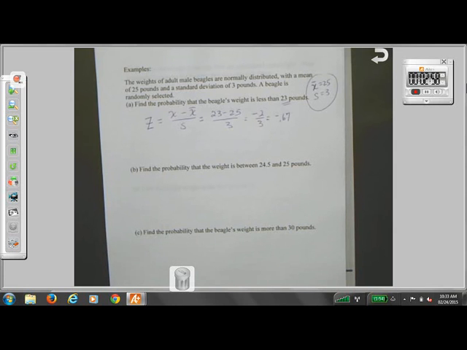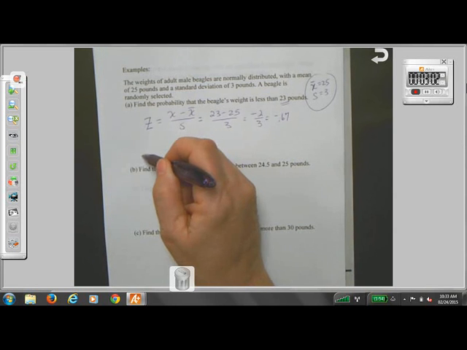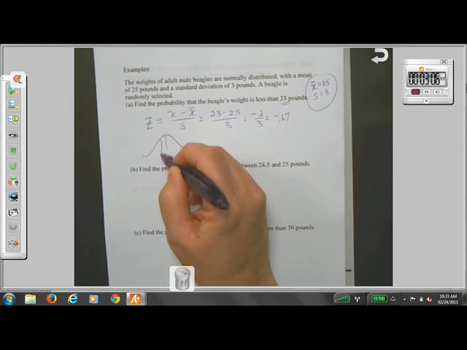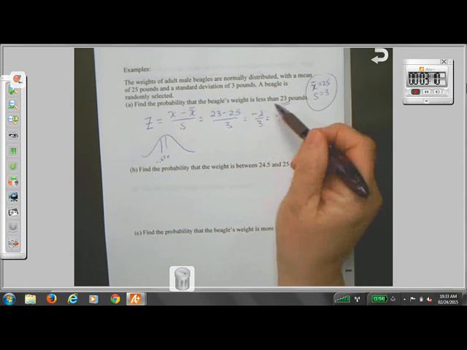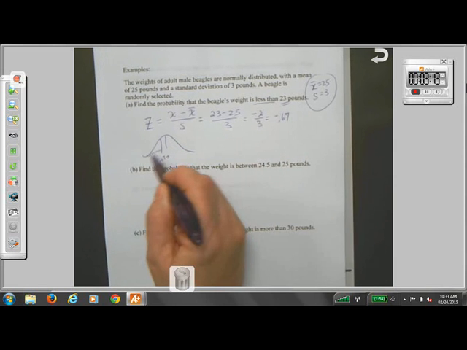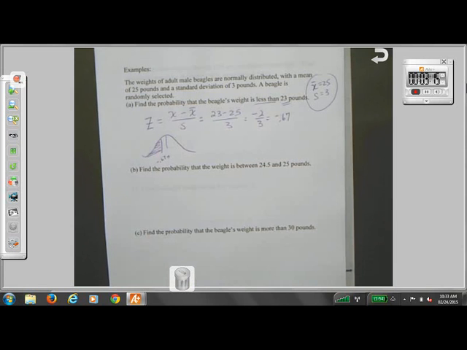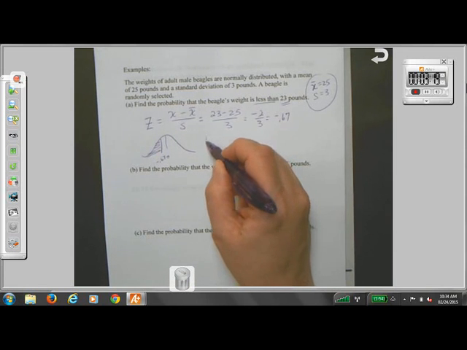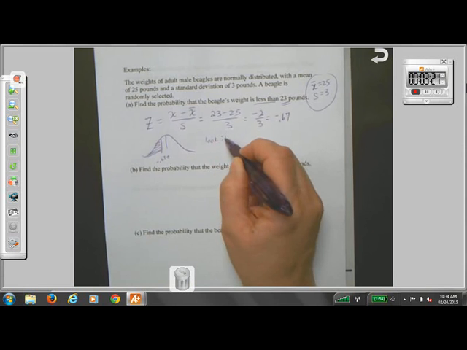Next step, I'm going to draw the curve. Now that I have a z, I can draw the curve and place it. Here's the curve, 0 in the middle. Negative 0.67 is very close to 0. And we want a less than, so I'm shading to the left. Next step is to look it up. Look up the z-score.